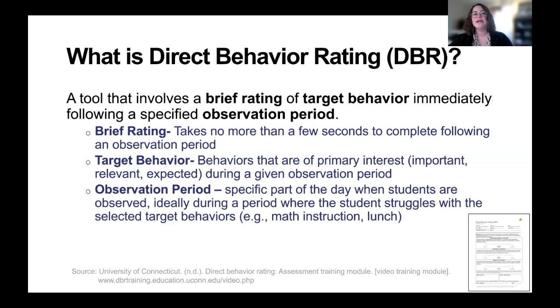The observation period is that specific part of the day when you're going to observe the student and complete the DBR. So we want this to be a part of the day where the student struggles with the selected target behavior. I know that might seem a little obvious, but I always want to say that, right? If we're having difficulty with academic engagement after recess, then we don't want our observation period before recess. If we're having difficulties in social studies or science, then we're not doing a DBR in English or math, right? So think about that when picking the observation period.